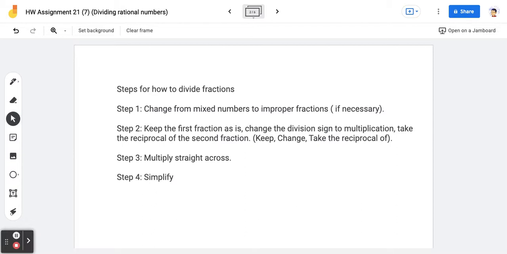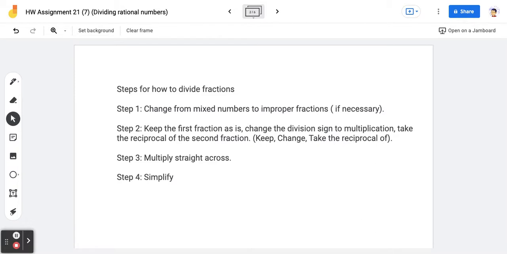Step two, we're going to keep the first fraction as is. We're going to change the division sign to multiplication, and we're going to take the reciprocal of the second fraction. You may know it as keep, change, change. I'll say keep, change, take the reciprocal of, or keep, change, flip, which is what people use. Step three, we're going to multiply straight across. Step four, we're going to simplify.